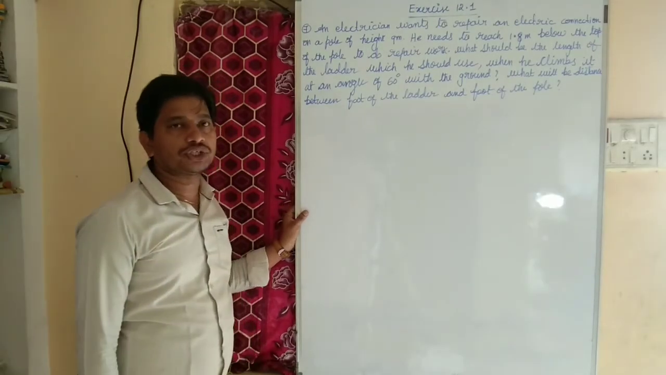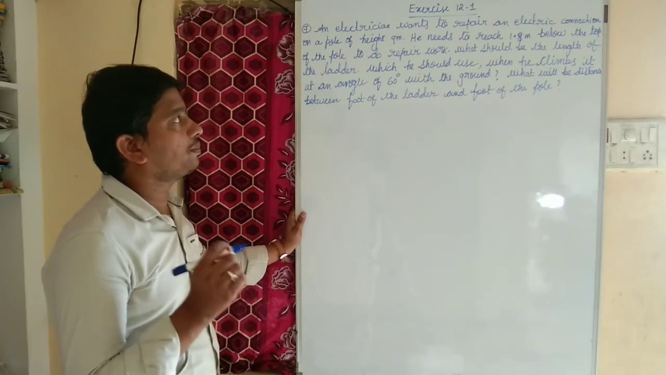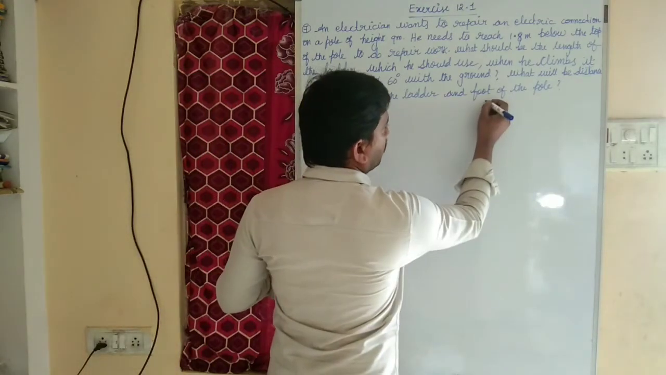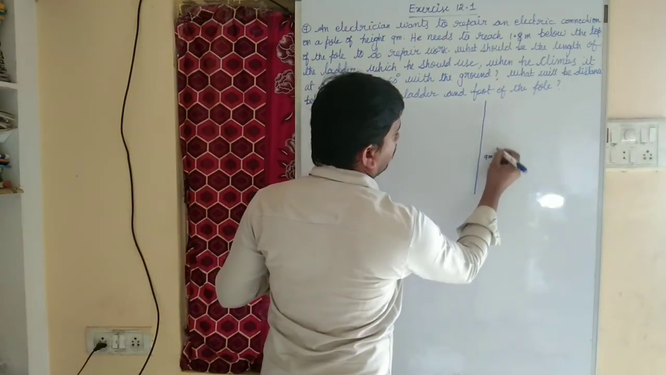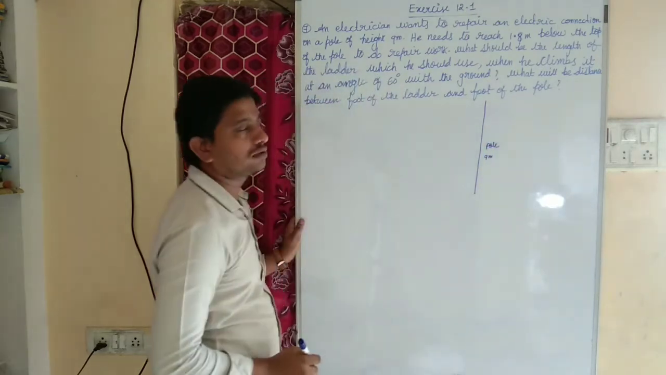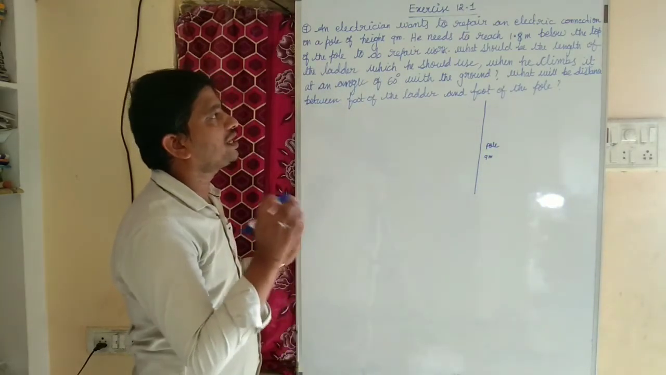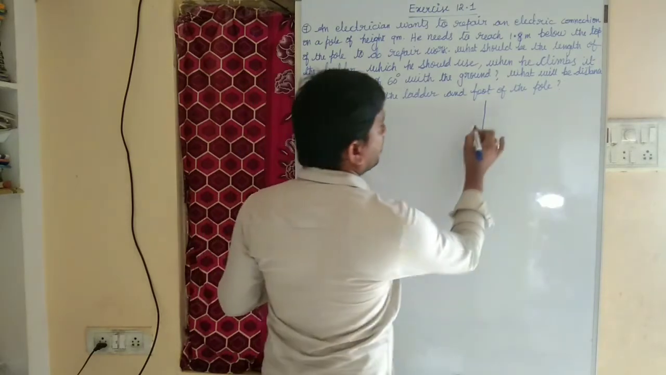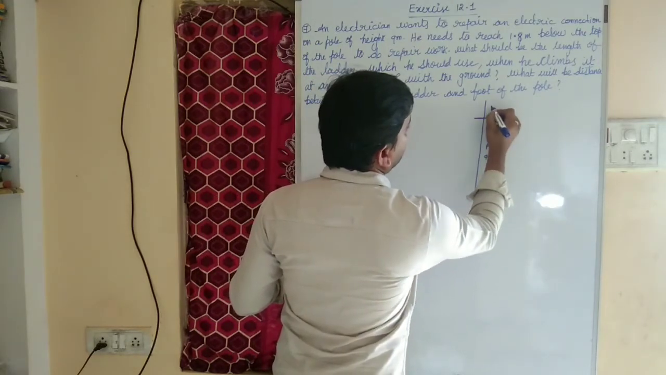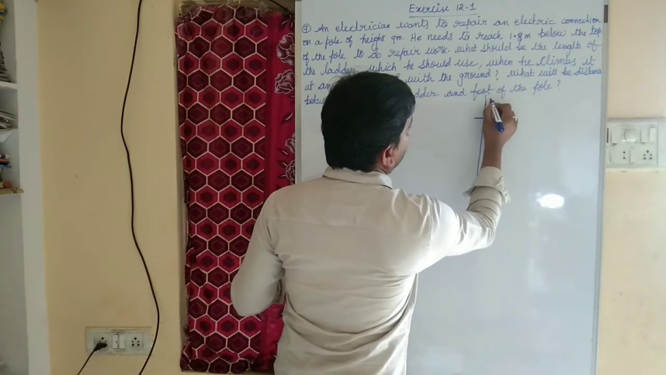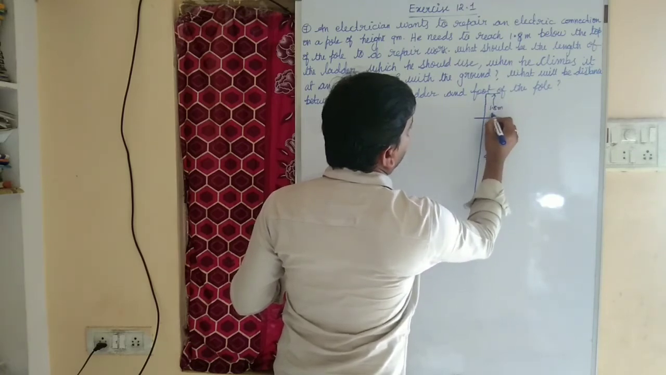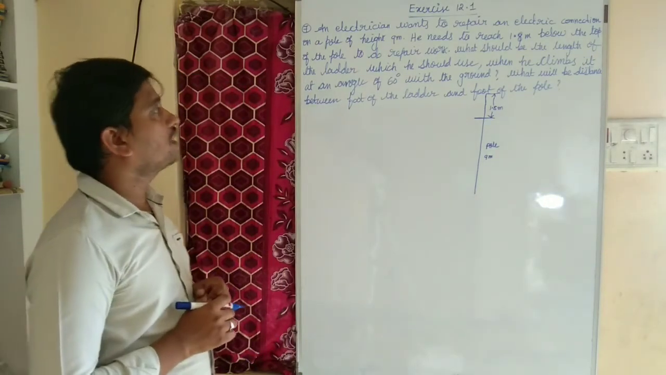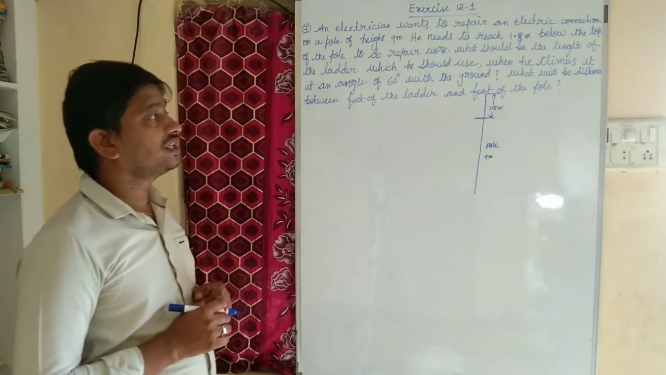Now coming to the seventh question. An electrician wants to repair an electric connection on a pole of height 9 meters. So this is our pole of height 9 meters. He needs to reach 1.8 meters below the top of the pole to do repair work. Till where he has to reach? He has to reach 1.8 meters below the top of the pole to do repair work. What should be the length of the ladder which he should use?